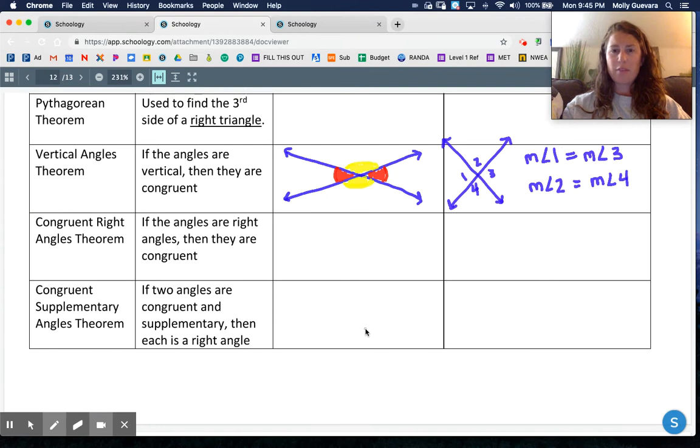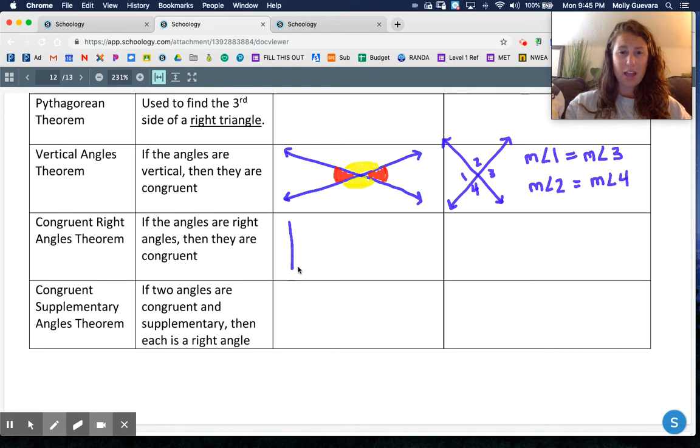So if that's not making sense, please check in with your teacher, because we use most of these theorems quite a bit. Okay. The next one is congruent right angles theorem. So this is kind of funny, but it is still a theorem and we have to use it in our proofs. But this says if the angles are right angles, then they are congruent.